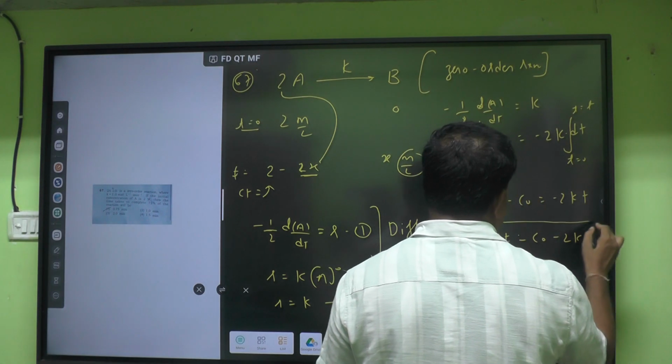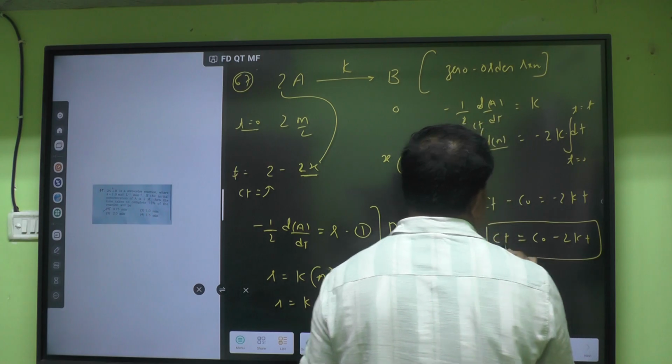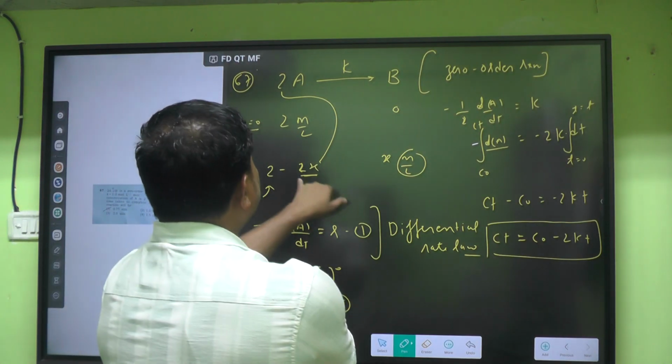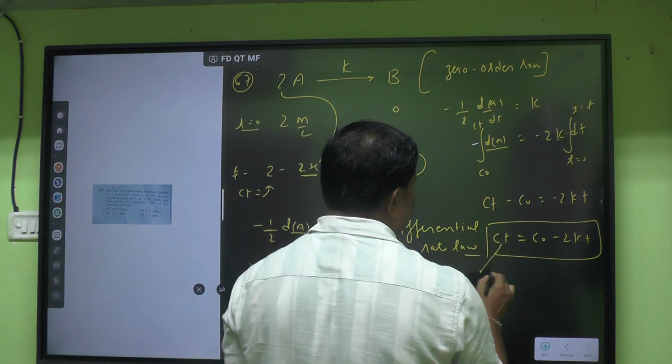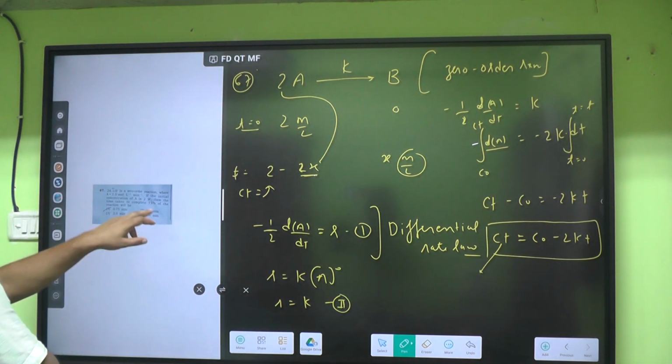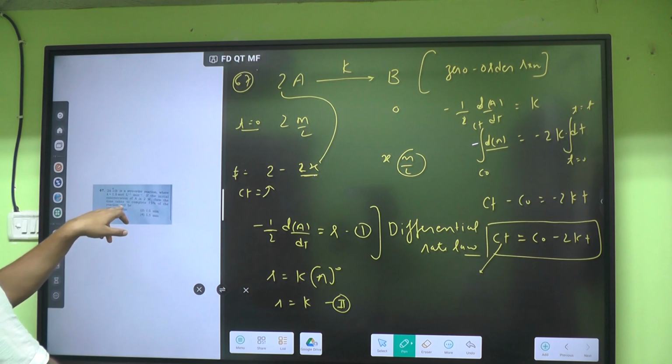So remember for zero order, what is the relation? The concentration after some time equals the initial concentration minus 2kt. What is Ct here? 2 minus 2x, so put that here. Now 75% completion is given. What is given? The time taken for 75% of the reaction to be complete.